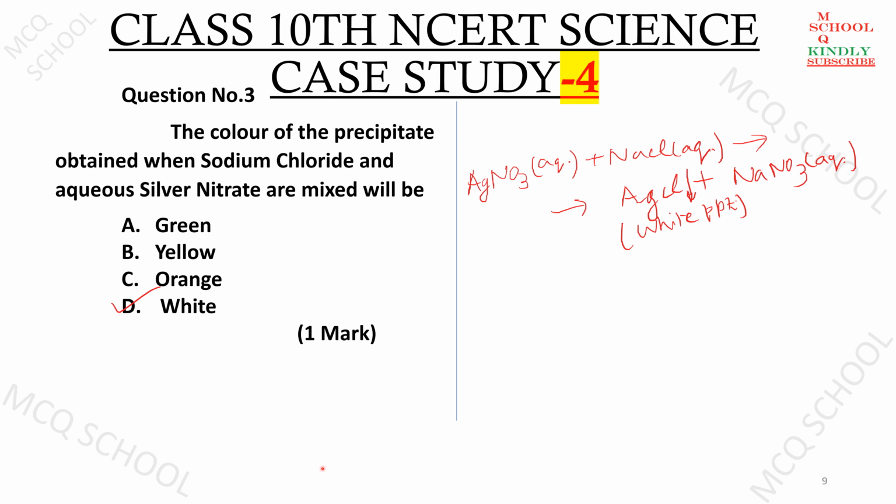To understand this, we must know the double displacement reaction: aqueous silver nitrate and sodium chloride react to form silver chloride and sodium nitrate. So this silver chloride is nothing but the white precipitate which forms. So the answer is white.